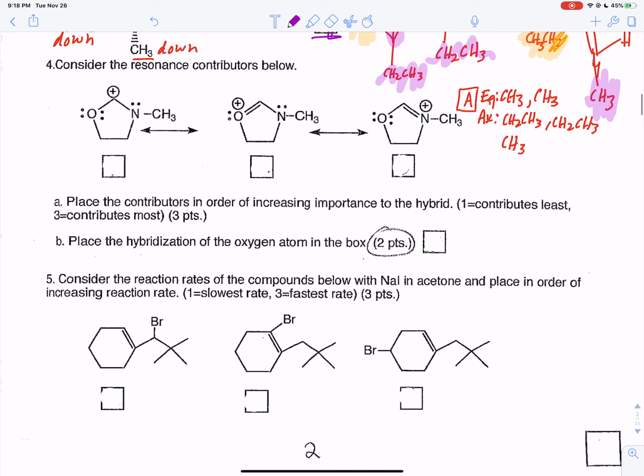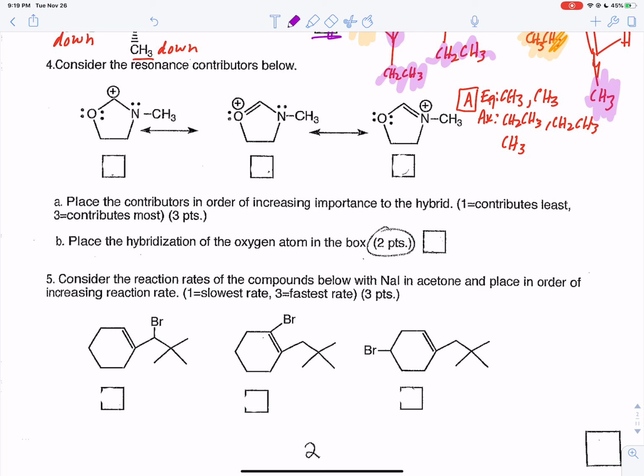So now let's do the resonance contributors and place the contributors in order of increasing importance to the hybrid. Another way of asking this is just which one of these contributors is the more stable one. That's the one that will contribute more to the hybrid, okay? We're looking for the one that's the most stable.